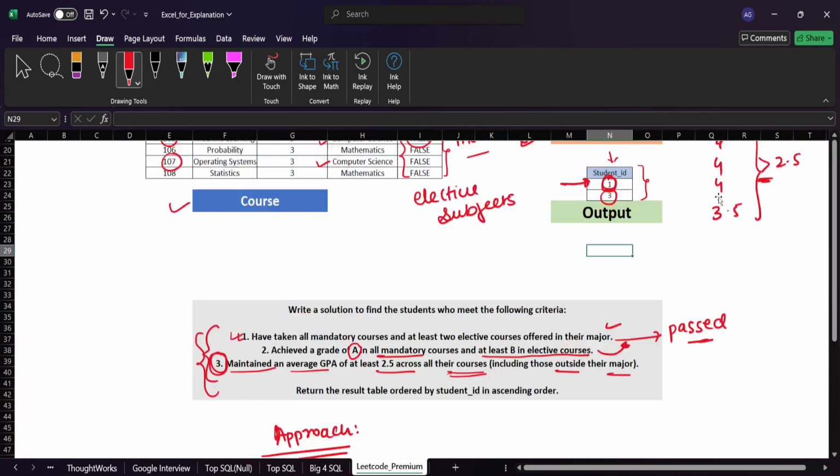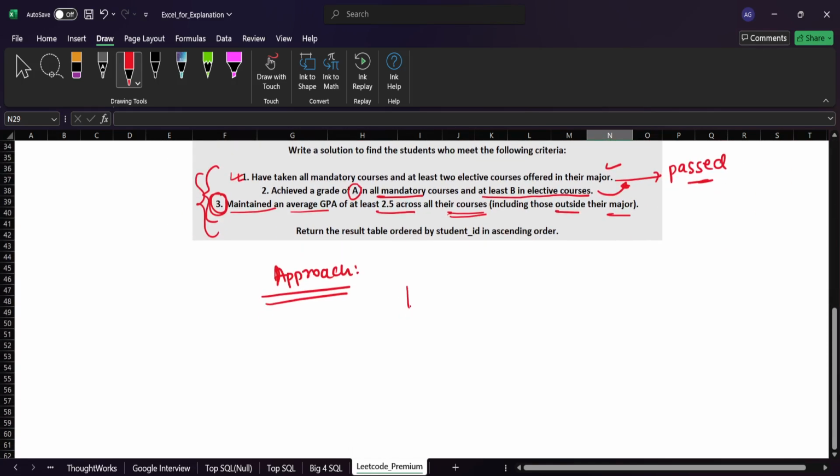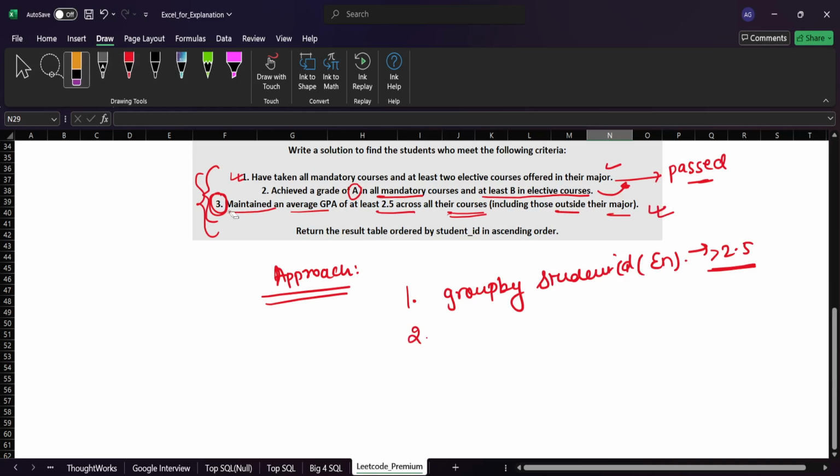So if it is greater than 2.5, so first is group by on student ID in the enrollment table, right? And that should be more than 2.5. So this is criteria one, and I think we can easily achieve this. Now let's talk about the other criteria. Okay, let me erase this first. Sometimes this doesn't work.